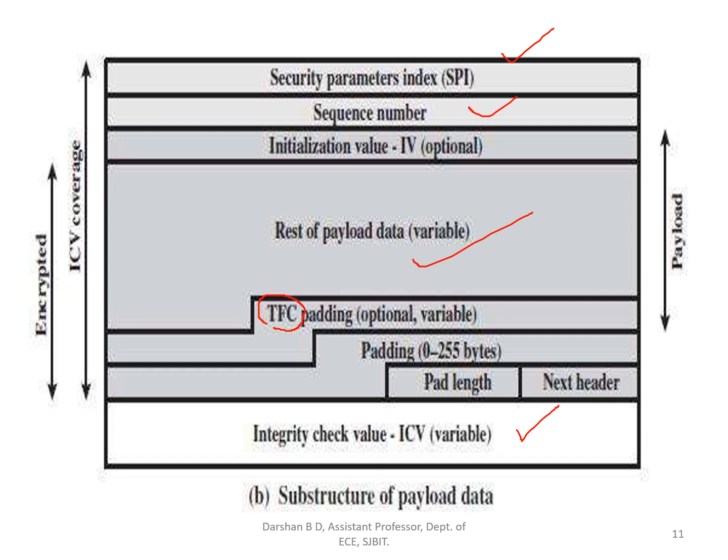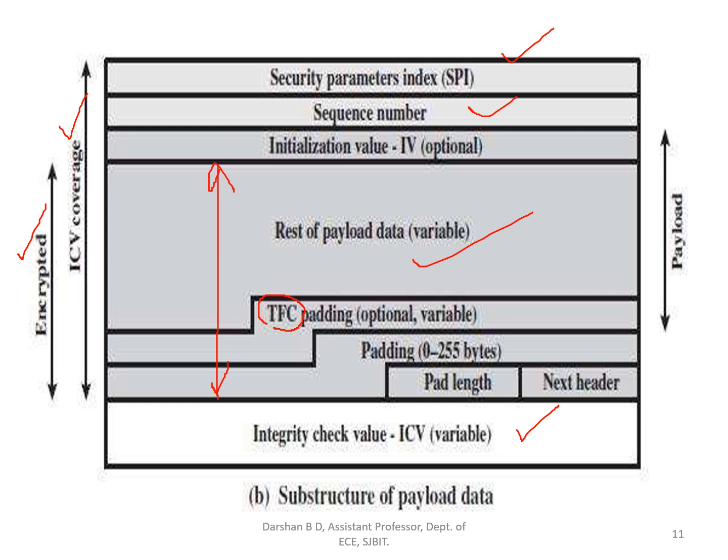Once again we can check the encrypted and ICV coverage. For encryption, we consider the data, that is the payload and the padding, which includes the TFC padding, the traffic flow confidentiality padding. The ICV coverage includes the sequence number, the initialization value, and the security parameter index, all of this.